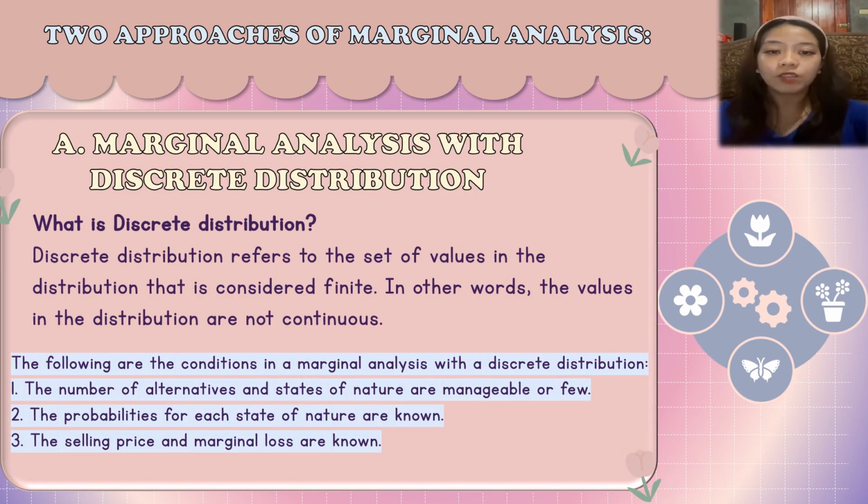So let's move on to the marginal analysis with discrete distribution. So what is discrete distribution? Discrete distribution refers to the set of values in the distribution that is considered finite. In other words, the values of distribution are not continuous. Examples of discrete distribution are rolling 3 dice and recording the probabilities of the sum of 3, 4, 5.